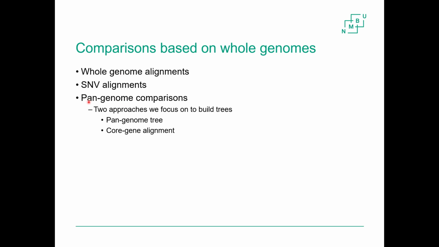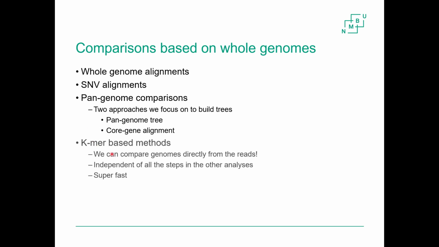And then we have the pangenome approach that we focus a little bit more on this time. And here we use two different approaches to build the trees. Either the pangenome tree based on this pan matrix. I will say more about this shortly. And then a core gene alignment, which is more like the approaches up here, right? But instead of aligning the whole genomes or the SNPs, we align the genes, or at least some of the genes.